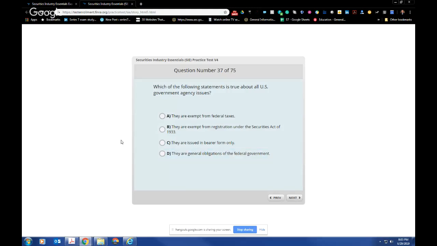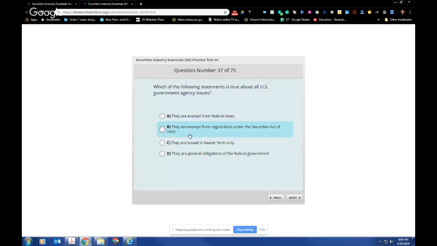Which of the following statements is true about all U.S. government agencies? Okay. Are they exempt from federal taxes? No, because there's only 7 things exempt from all federal taxes: bills, notes, bonds, TIPS, and STRIPS, which are treasuries. They're exempt from state taxes, but subject to federal. And munis, GOs, and revenues, which are munis, are exempt from federal, but may or may not be state. So agencies are not one of those 7 that I just mentioned. So they're exempt from federal taxes, out.